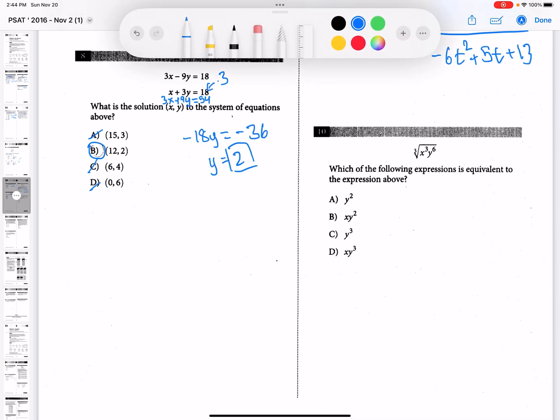Number 10, which of the following expressions is equivalent to the expression above? Because it's written like this, we know that we can take out the root by taking this power into both of these powers, so that it is the denominator. So x to the 3 over 3 and y to the 6 over 3 will give us x to the power of 1, y to the power of 2, which is also equal to xy to the power of 2. So answer is B.